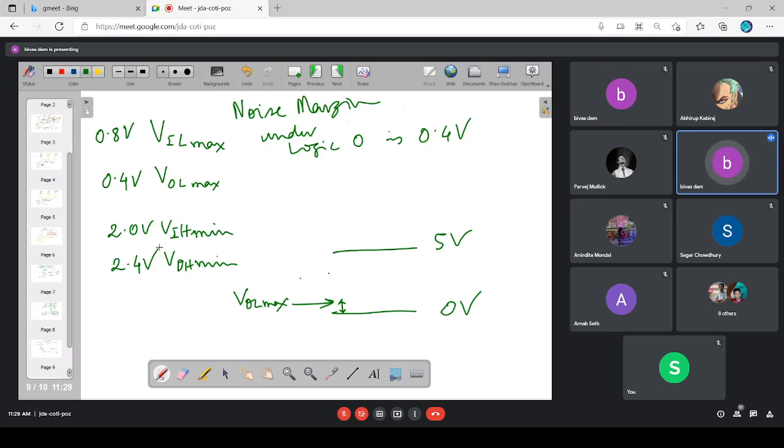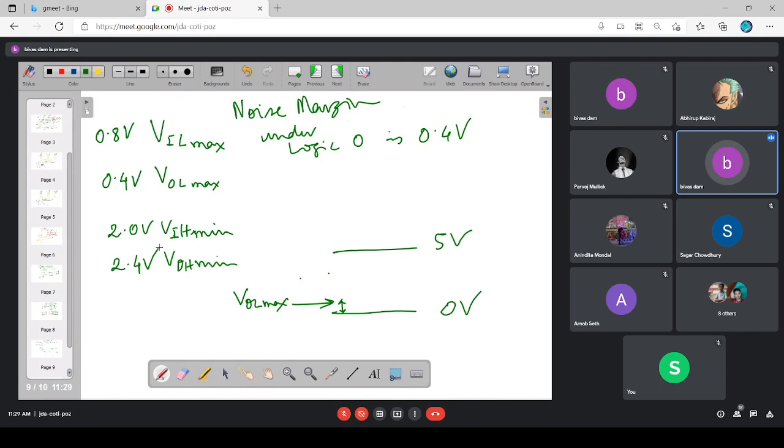That means while inputting logic 1, if the signal strength is greater than or equal to 2.0, that signal will be treated to be logic 1. While inputting a logic low signal, if the signal strength is less than or equal to 0.8 volt, that will be treated to be logic 0. So under logic high condition, what is the noise margin? 0.4 volt, or 400 millivolt. So in the case of TTL logic families, the noise margin is not very large.